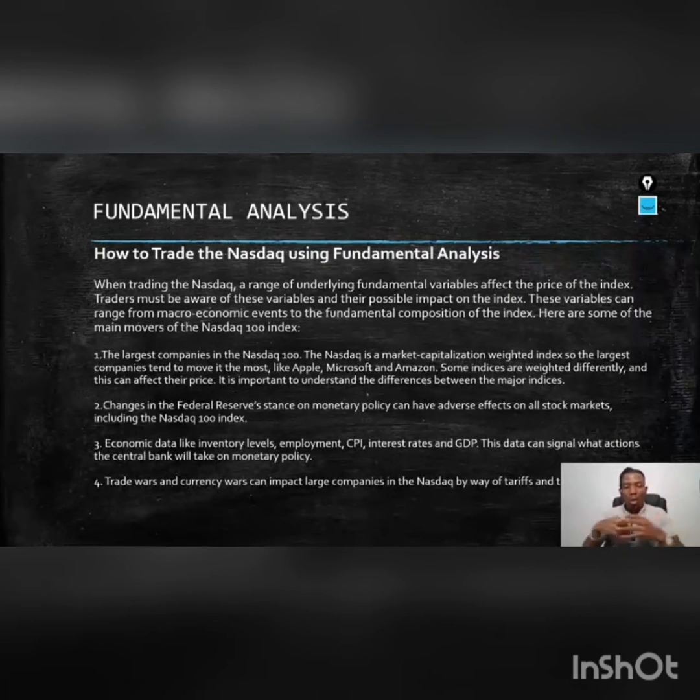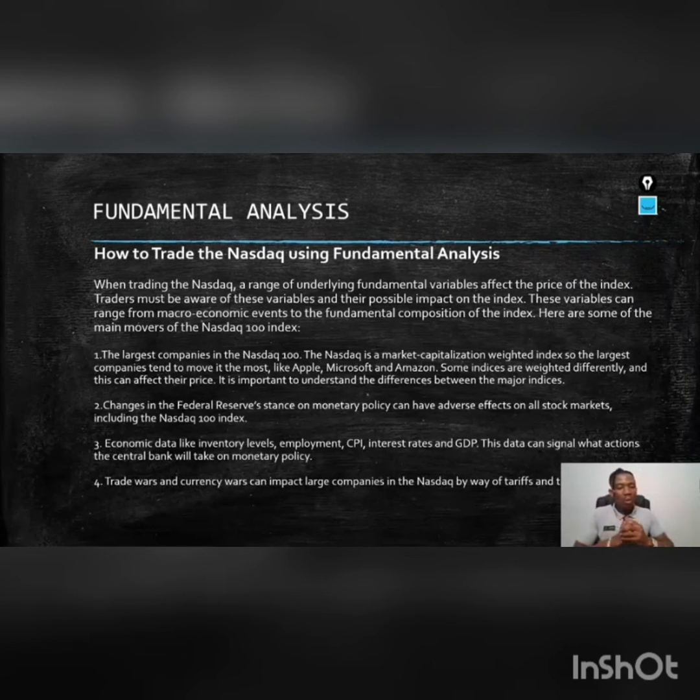As we all know, we're going to be approaching Nasdaq from a fundamental point of view most often because we know that companies affect Nasdaq more commonly. So how to trade Nasdaq using fundamental analysis? When trading Nasdaq, a range of underlying fundamental variables affect the price of the index. So traders must be aware of these variables and their possible impact on the index. These variables can range from microeconomic events to the fundamental composition of the index. So here are some of the main movers of the Nasdaq 100 index.